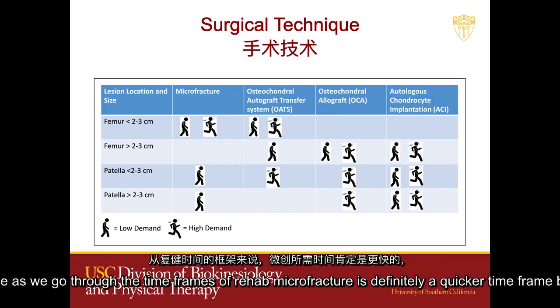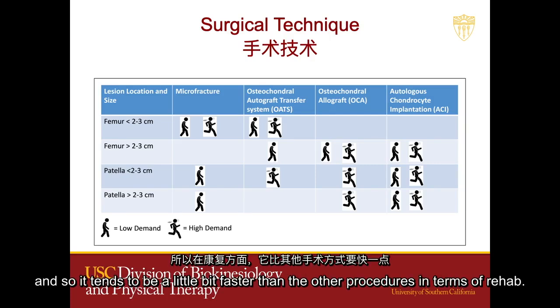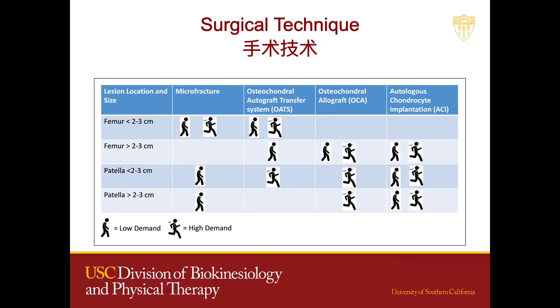What you're going to see as we go through the time frames of rehab is that microfracture is definitely a quicker time frame, because we haven't introduced new cells into this tissue from outside, and so it tends to be a little bit faster than the other procedures in terms of rehab.